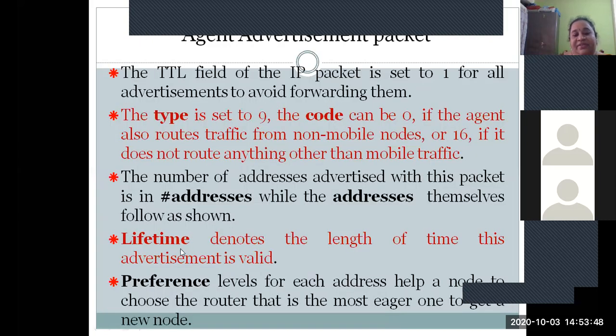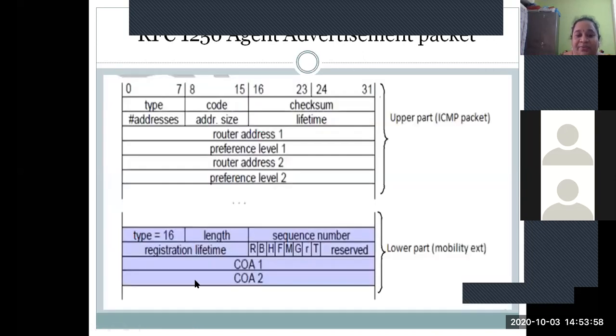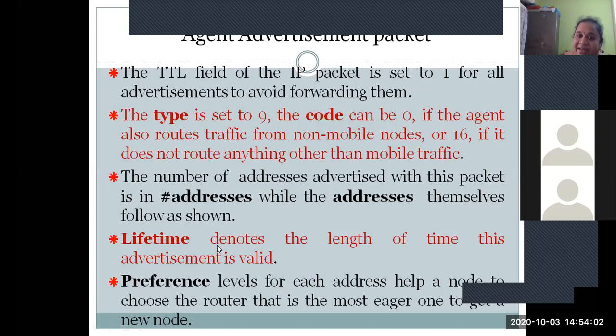The addresses themselves follow as shown. The address lifetime denotes the length of time this advertisement is valid. That is nothing but how much time that particular advertisement is going to be valid for. After that, it is going to expire.